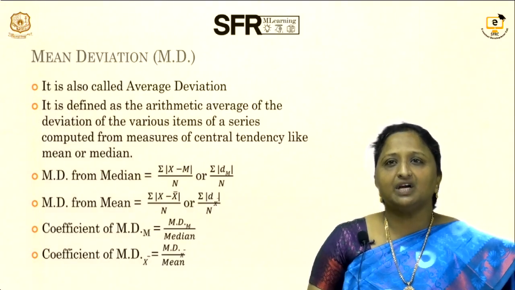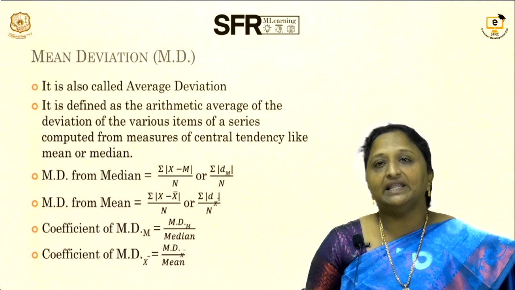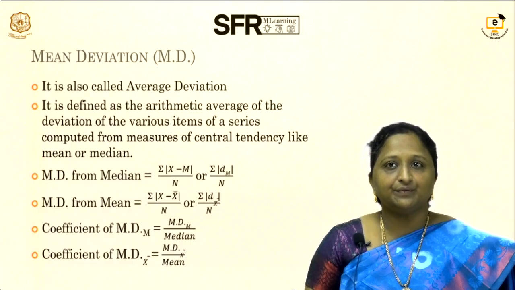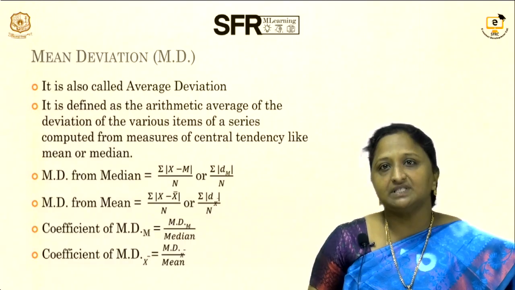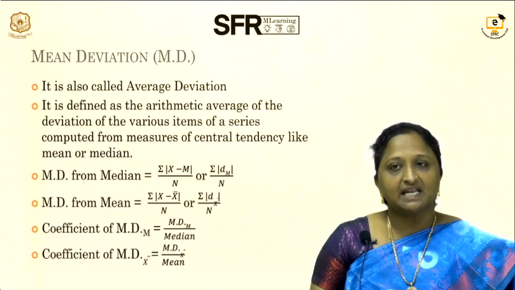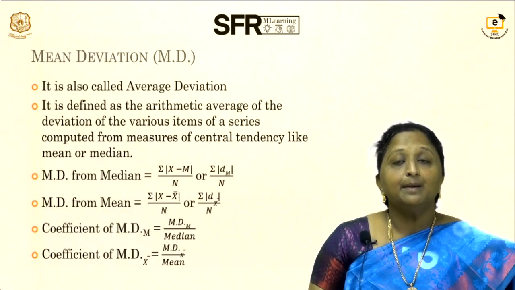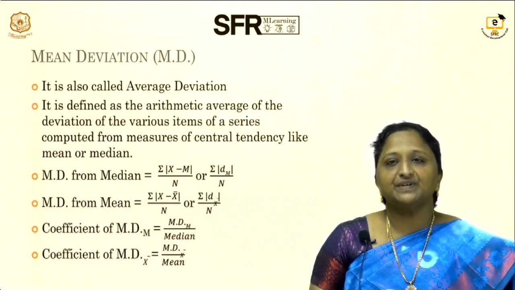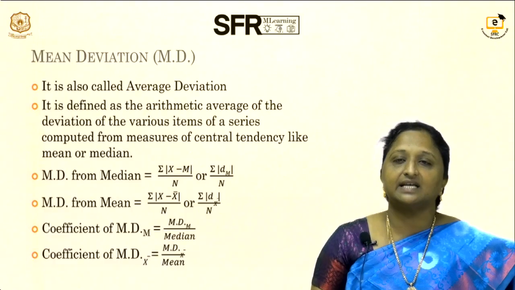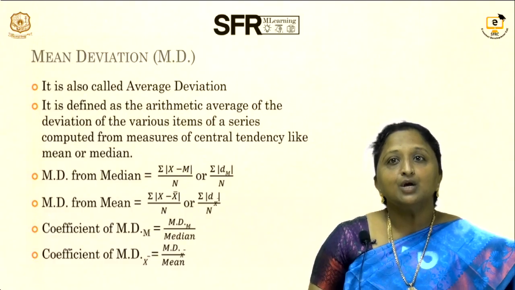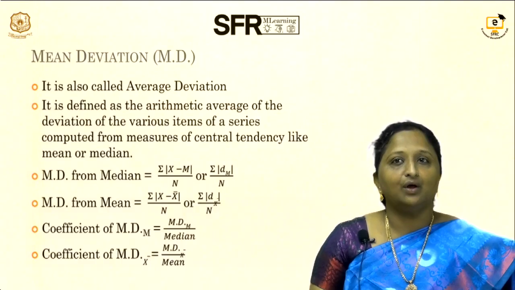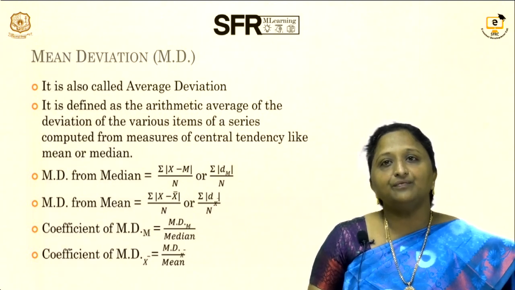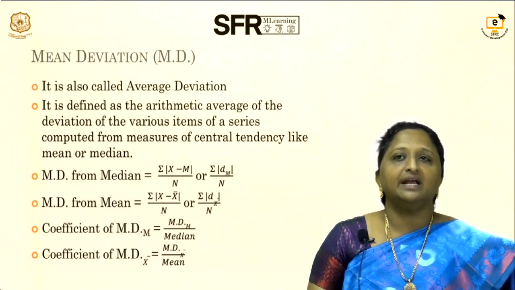The next we are going to check is mean deviation. It is also called the average deviation. It is defined as the arithmetic average of the deviations of the various items of a series computed from a measure of central tendency like mean or median. We can calculate mean deviation from the median and mean deviation from the mean. The first formula is for mean deviation from the median and the second formula is for mean deviation from the mean. The coefficient of mean deviation from the median and from the mean is also calculated. These are the formulas used to calculate mean deviation.